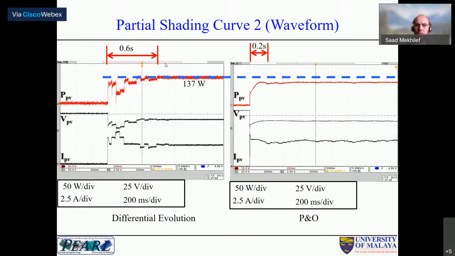So this is also in terms of speed of tracking. Yeah, you can see here the speed of tracking of the P&O is 0.2, whereas the DE is much faster.